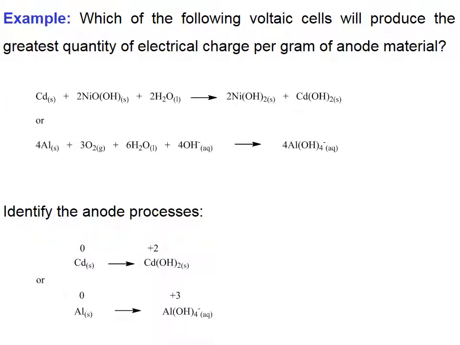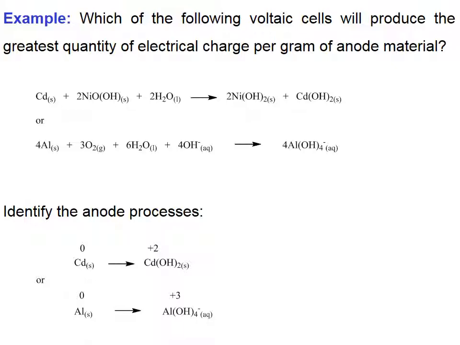So here we go, here's an example. It says, which of the following voltaic cells will produce the greatest quantity of electrical charge per gram of anode material? We've got two reactions here: cadmium plus this nickel oxide hydroxide, producing nickel 2 hydroxide and cadmium hydroxide. And then we've got aluminum reacting with oxygen in basic solution to produce this aluminum tetrahydroxide anion.